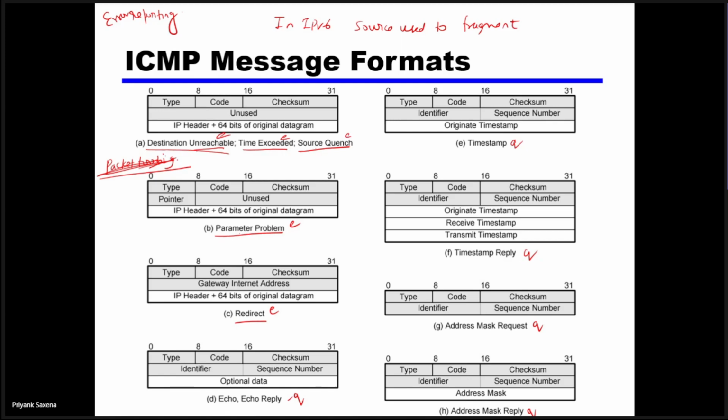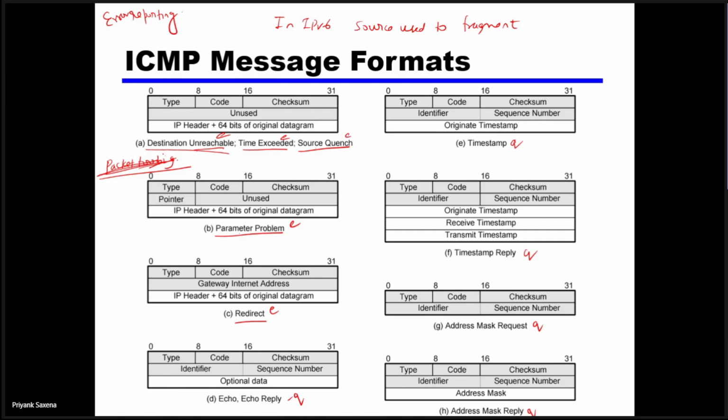The other message is the time exceeded message. Where is it used? We talked about datagram lifetime. If the datagram lifetime expires, the datagram is to be dropped by the router because it will not process it further. Once the router drops the datagram, it informs the source host that the datagram has been dropped because the time limit was exceeded.